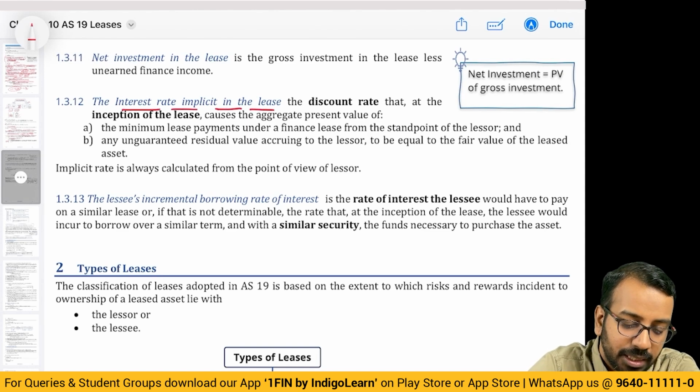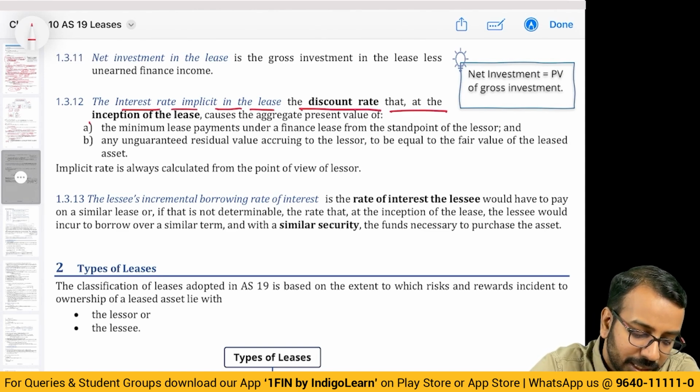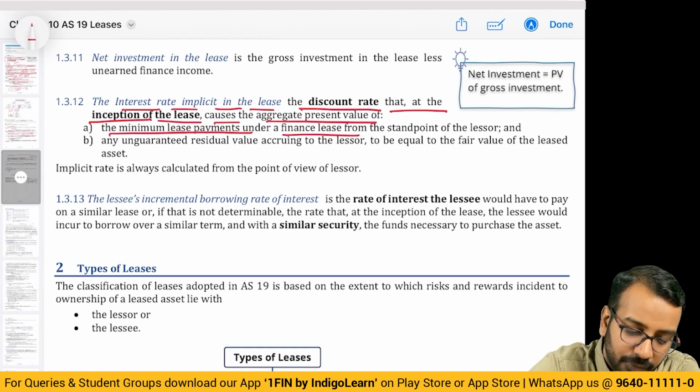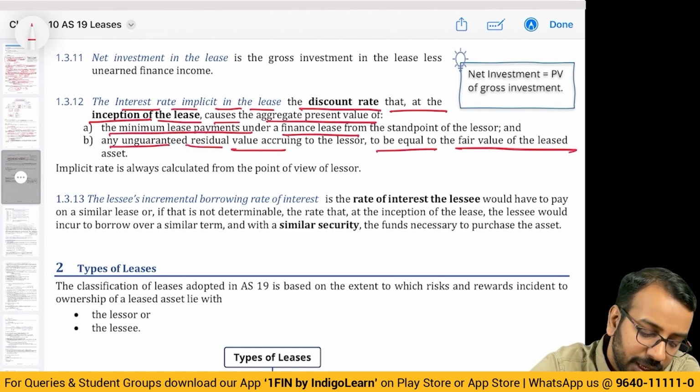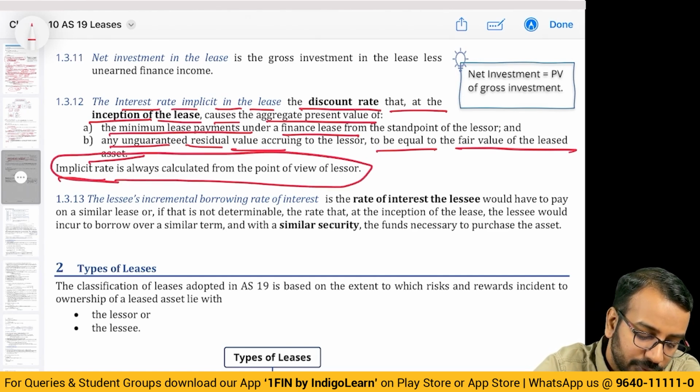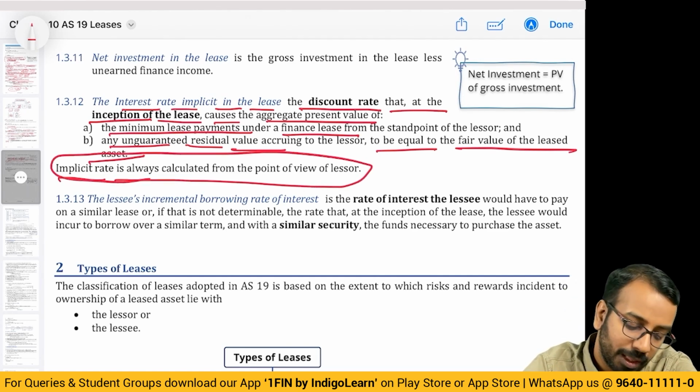Interest rate implicit in the lease is the discount rate that at the inception of the lease causes the present value of MLP under a finance lease and any unguaranteed residual value to be equal to the fair value of the leased asset. Implicit rate is always calculated from the point of view of the lessor. Okay.